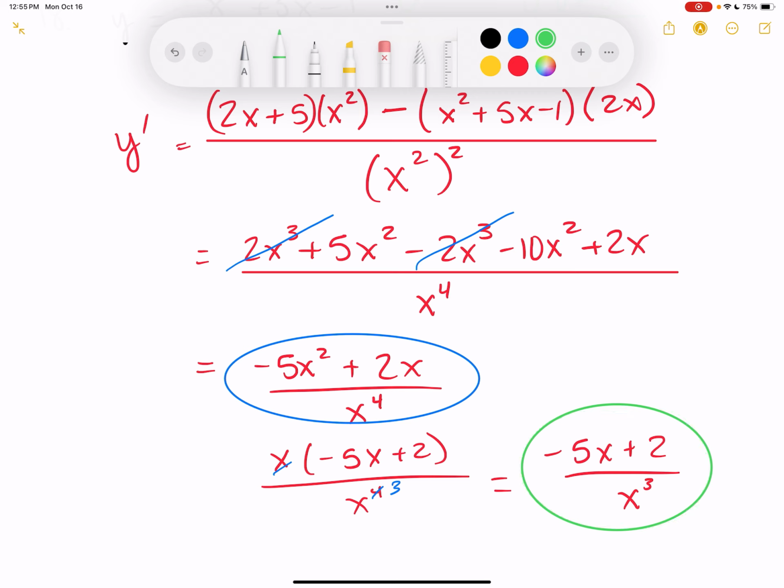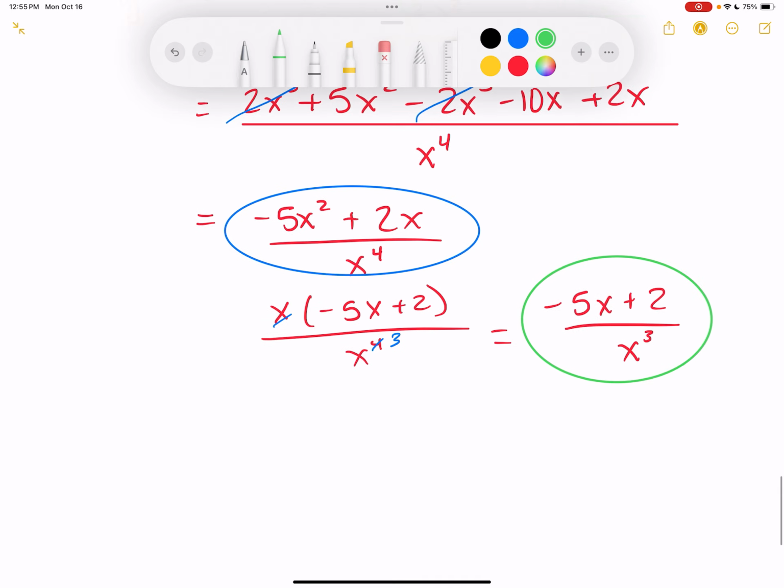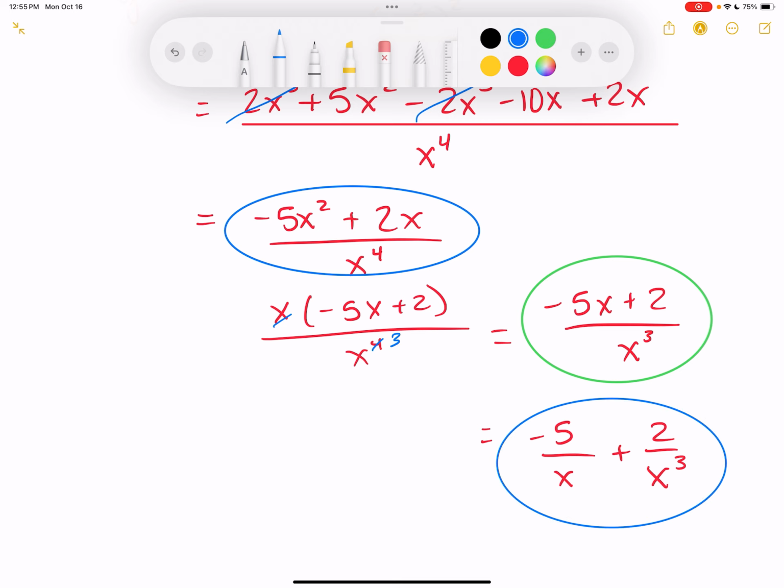Now, the final option that you could see, and I want to say, before I say it, let me look. This next way is the way the book is going to leave the answer. Okay? So the other option then could be that we take this and we split this into two pieces. So it would be negative 5x over x squared, which is going to reduce down to negative 5 over x plus 2 over x cubed. So all of these are options.